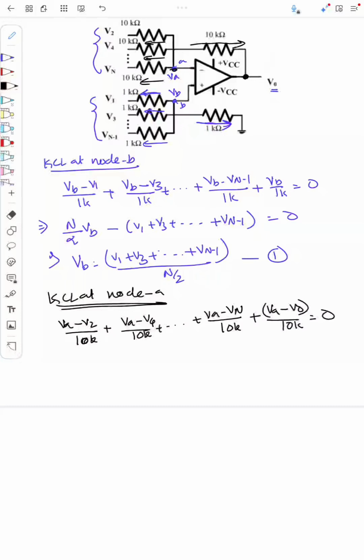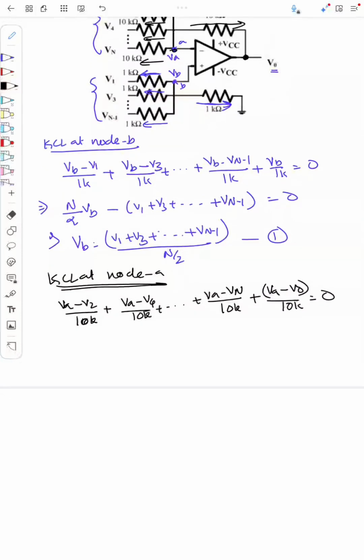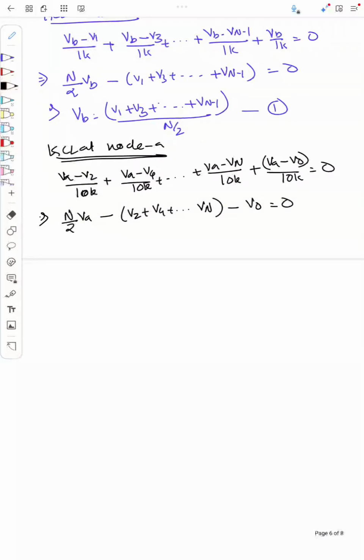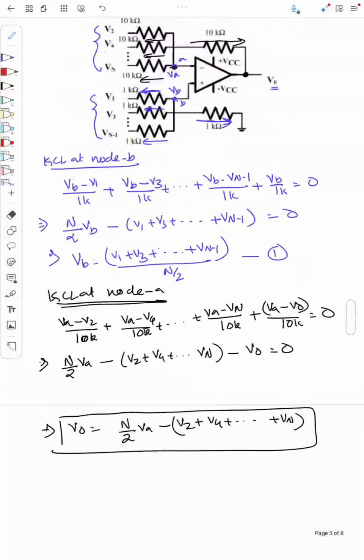So again, as previously, 10k is the common denominator, so I can take it to the RHS and remove it. Okay, what remains is VA, the sources and the output. So there will be n by 2 number of VAs, minus V2 plus V4 plus etc. Vn, minus V0 is equal to 0. Or I can write V0 equal to n by 2 VA minus V2 plus V4 plus etc. plus Vn.